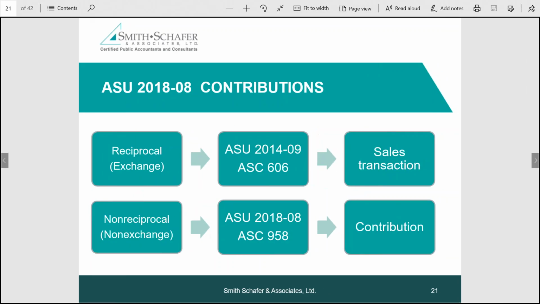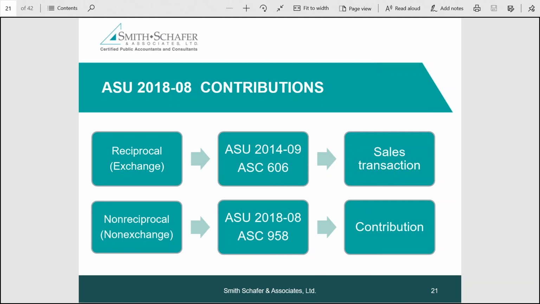So this standard is really focusing on 3 parts. The first question it asks is: is your transaction a reciprocal transaction, meaning an exchange transaction, or a non-reciprocal? A reciprocal would be just like the example we just went through. I'm going to give you $1,000, you're going to give me membership benefits. As it says there, it then falls under ASU 2014-09, and it's considered a sales transaction.